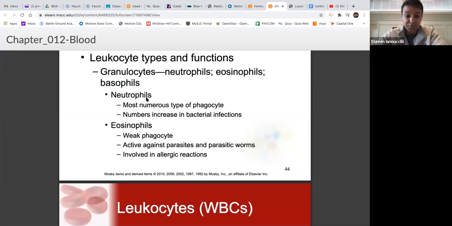Okay, so a neutrophil is the most numerous type of phagocyte, right? There are other phagocytes, and we're going to take a look at the other phagocytes, but the neutrophil is the one that we see the most often. And again, its numbers are going to increase when you have bacterial infections.